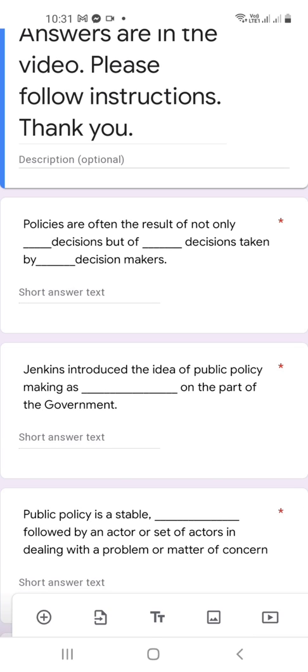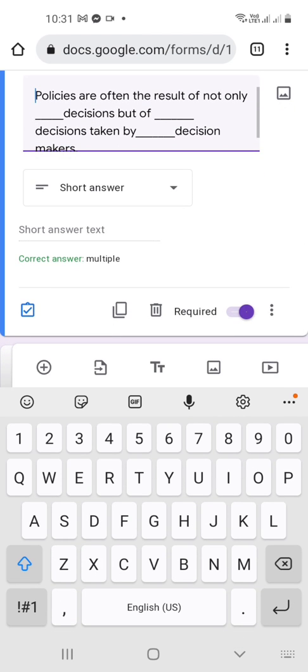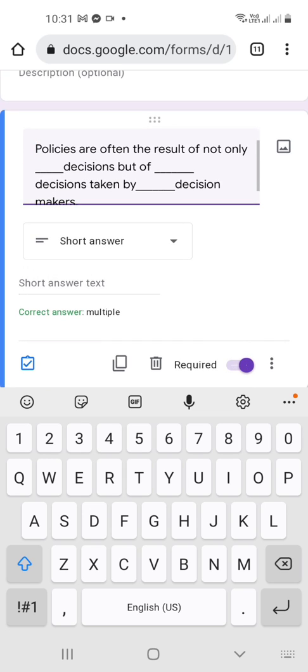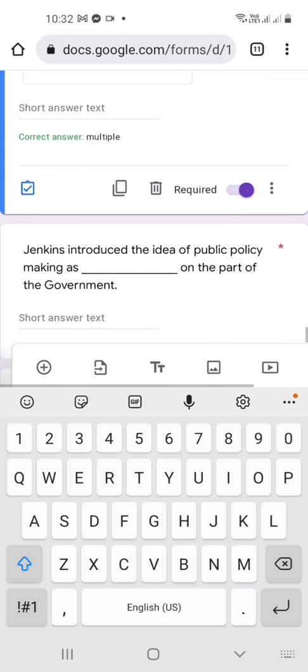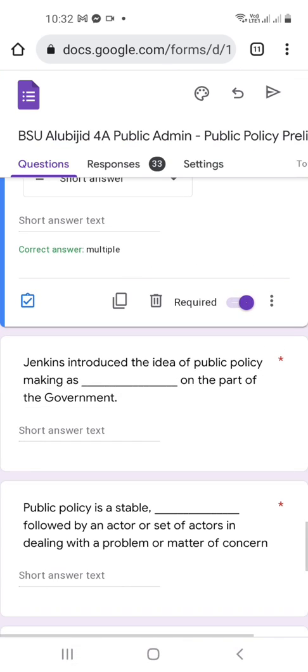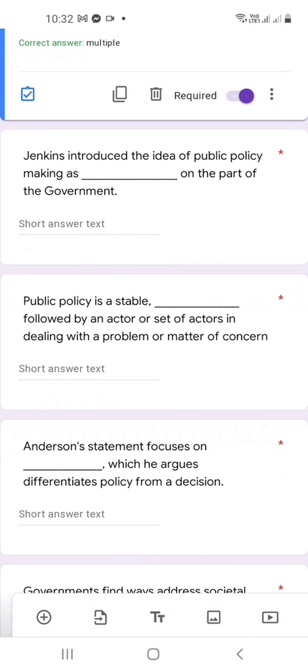So for this one, almost all of you got this wrong. The correct answer here is multiple, right? Multiple. Only one because it's the same for the three blanks. Multiple decisions, but of multiple decisions taken by multiple. So the correct answer is just multiple, only one. Some of you wrote in their online exams, multiple bar, multiple bar, multiple. Multiple is the same for the three blanks. So just place there multiple. I didn't ask to fill in all blanks with the word, okay?